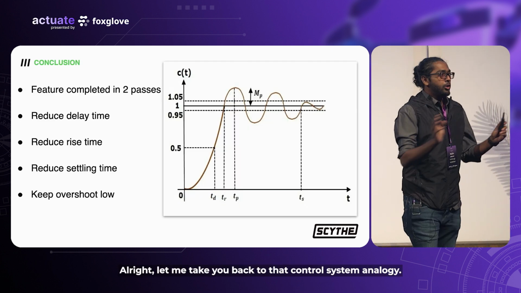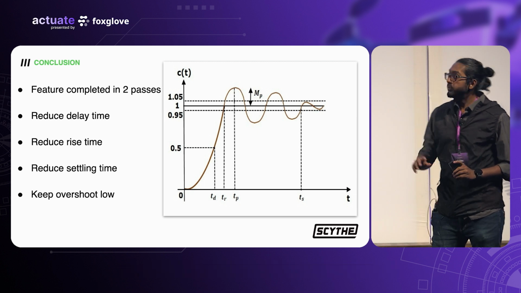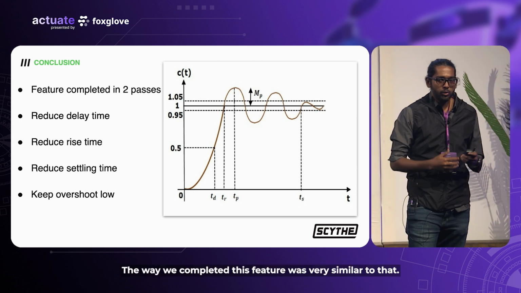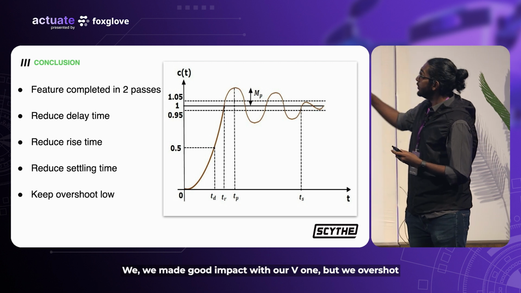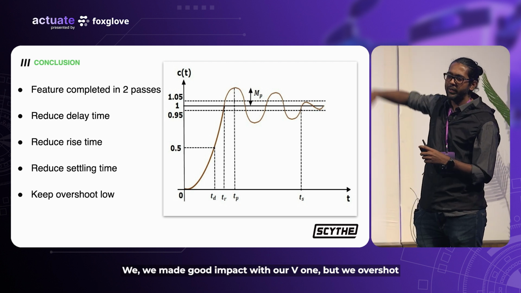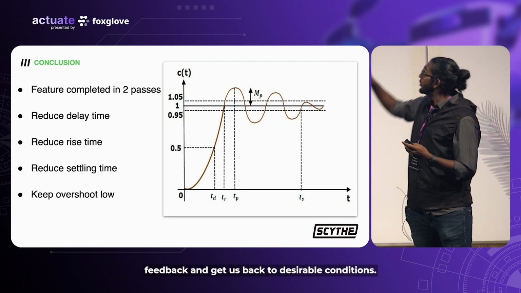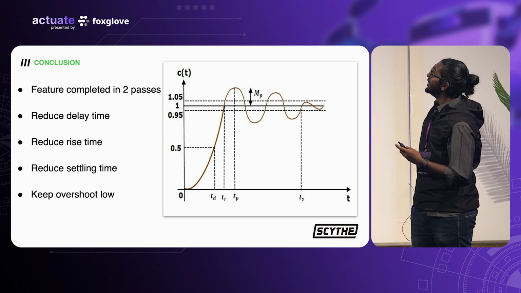All right, now let me take you back to that control system analogy. What you see over there is a step response diagram. The way we completed this feature was very similar to that. We made good impact with our V1, but we overshot it by a little. And then we had to quickly adapt to new feedback and get us back to desirable conditions.